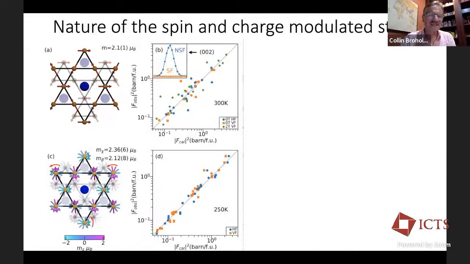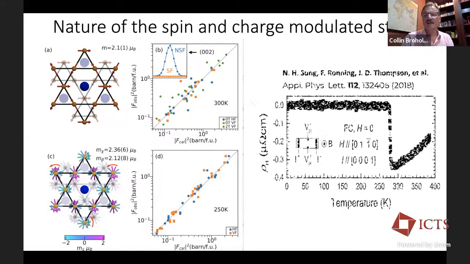So I have a little picture of the structure that we have refined using magnetic neutron diffraction. It's shown here. It's a little bit of a complicated story because the spins are both rotating within the plane and also coming out of the plane. And then there's the charge modulation that comes along with that as well.